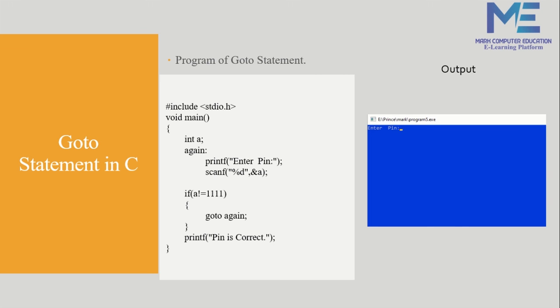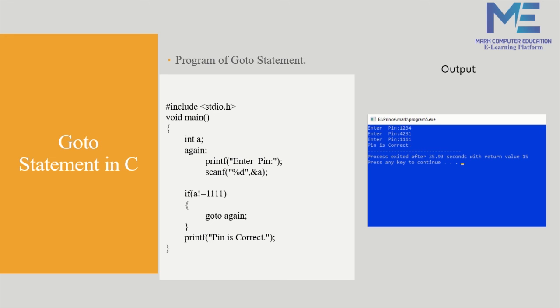So as you can see, I had entered 1, 2, 3, 4. So it asks me for a value again. So again I had entered 4231. It asks me again. So now I had entered 1111. So it displays my message pin is correct.